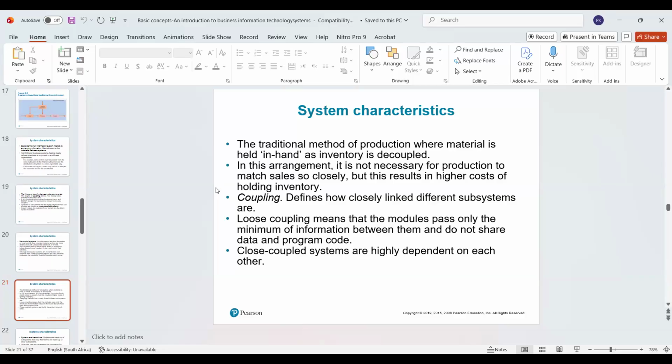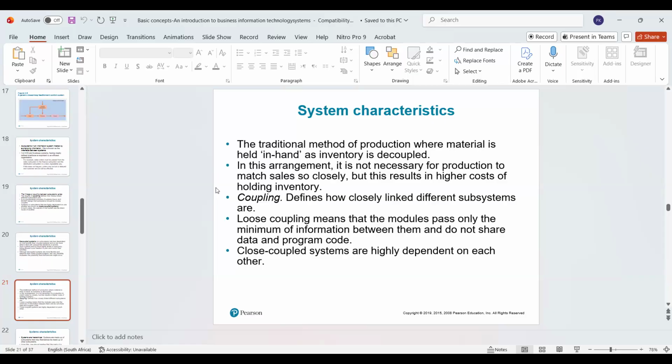So when we talk about coupling, it defines how closely linked different subsystems are. Loose coupling means that the modules pass only the minimum of information between them and do not share data and program code. And then we have close-coupled systems, which are highly dependent on each other. So the loose ones just don't share much with the other systems. They share some minimal information with them. But the close ones, they depend on each other to be able to work.